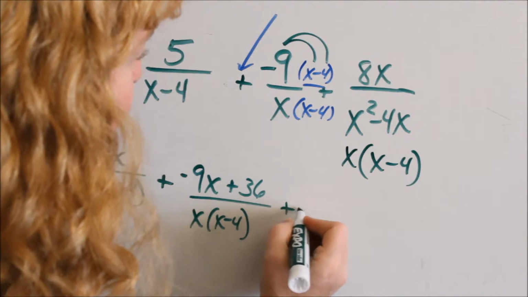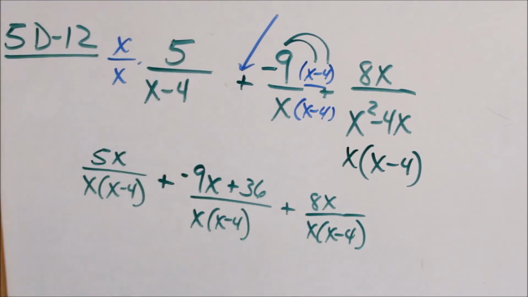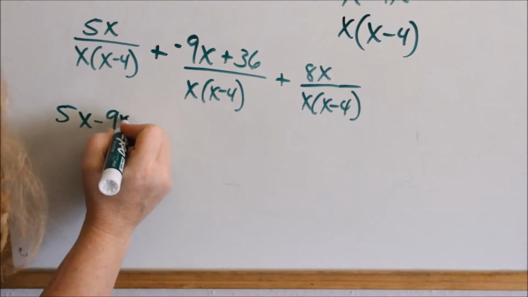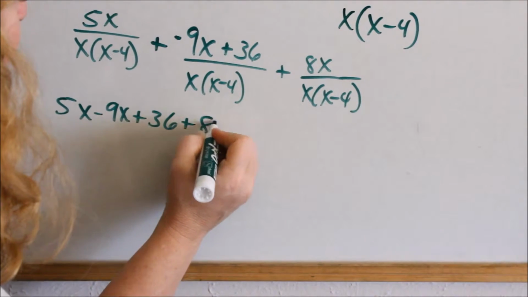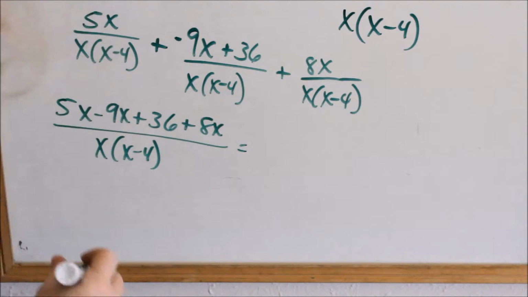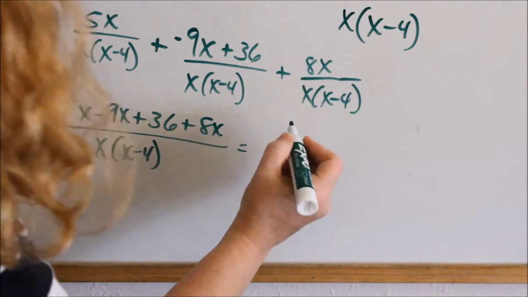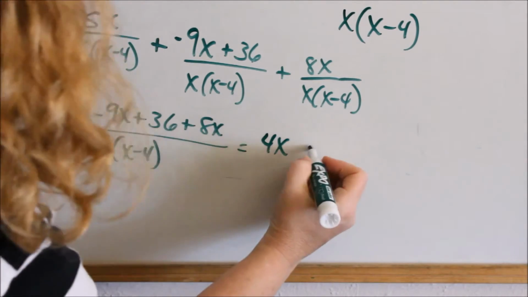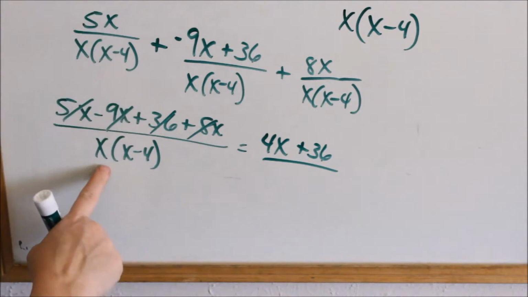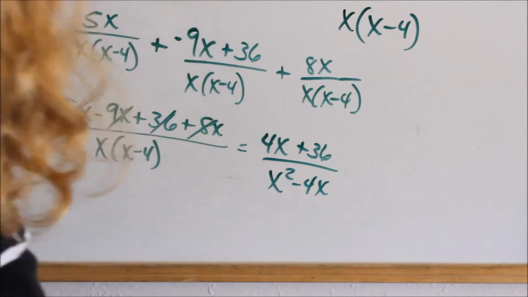My last fraction already had the common denominator, so I don't have to change it any. So now that I have a common denominator, I can combine my numerator. So 5x minus 9x plus 36 plus 8x all over x times x minus 4. Combining my x's, 5x minus 9x, negative 4x, plus the 8x will be a positive 4x, and then plus 36. I got everything that I needed. I got that, that, and that, and that. And then the book goes ahead and multiplies out the denominator, so that would be x squared minus 4x.